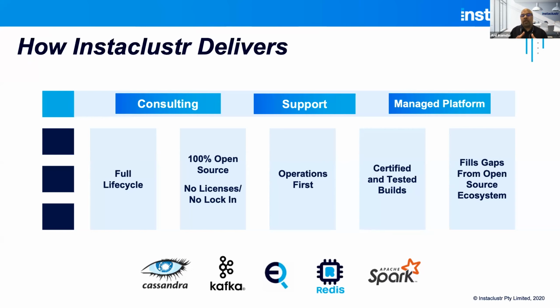In fact, for Apache Cassandra, we are the number one operators in the world. We also offer certified and tested builds of this software. And we'll fill gaps with the open source ecosystem. So if you're working with a particular client and we find that a particular open source software has a bug, we will patch that bug for you and then work with the community to upload that to the actual software. So those are our differentiating factors. We offer the technologies at the bottom, the services at the top, and the middle section are our differentiators.